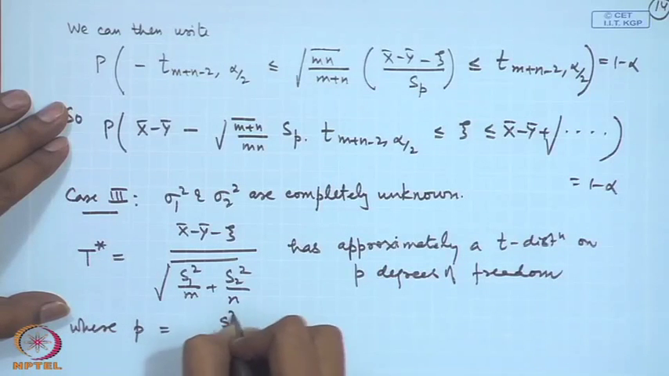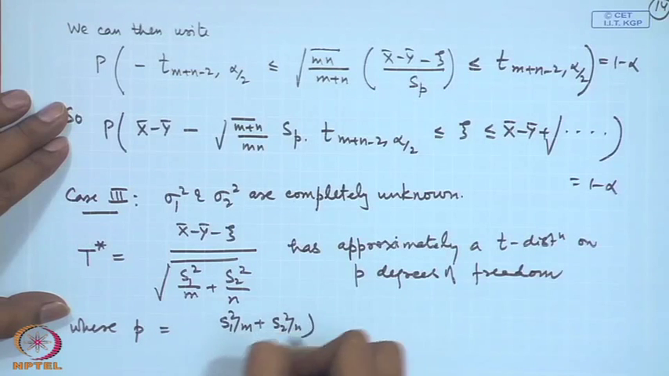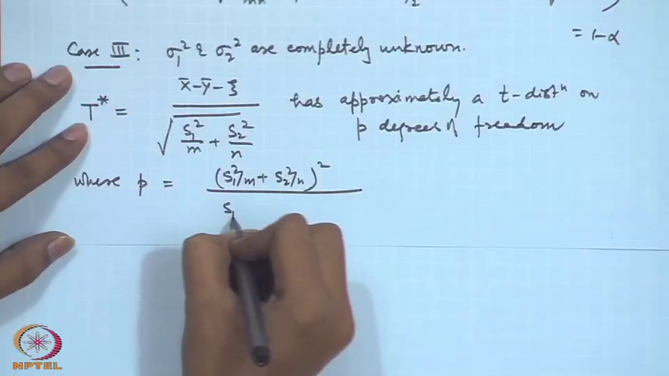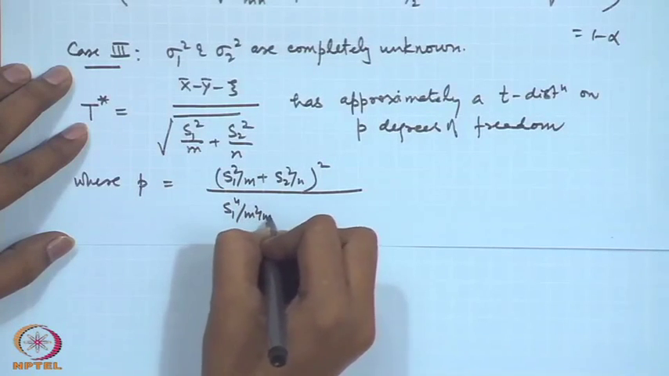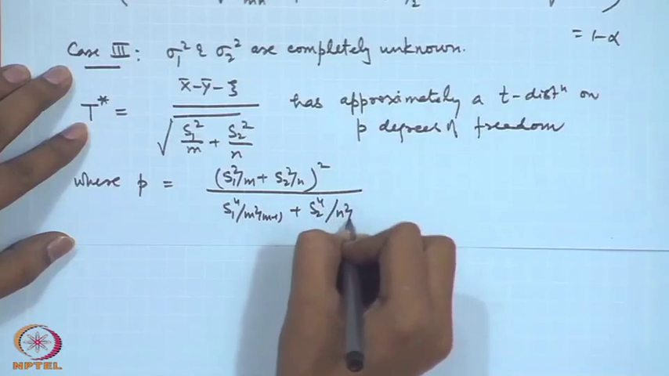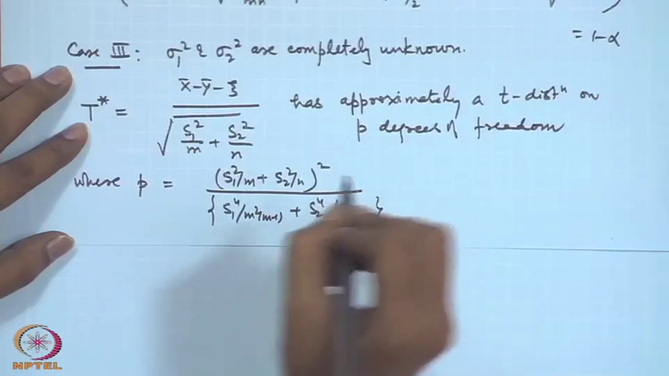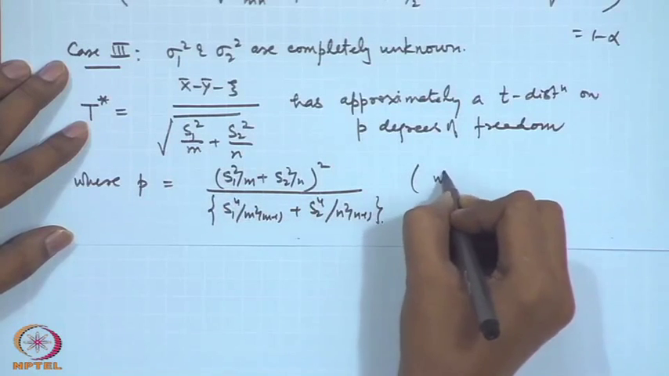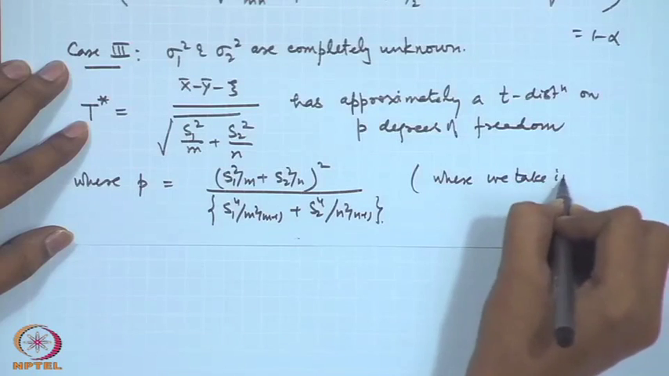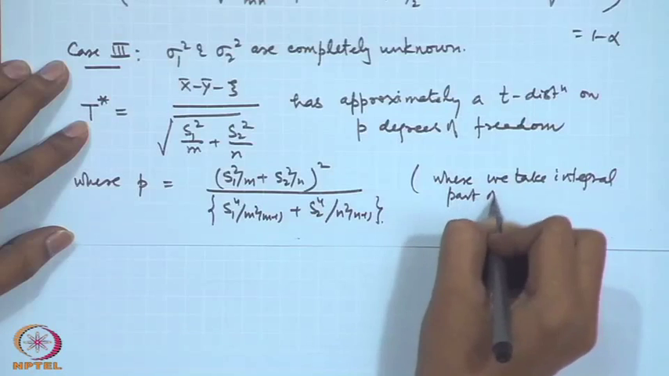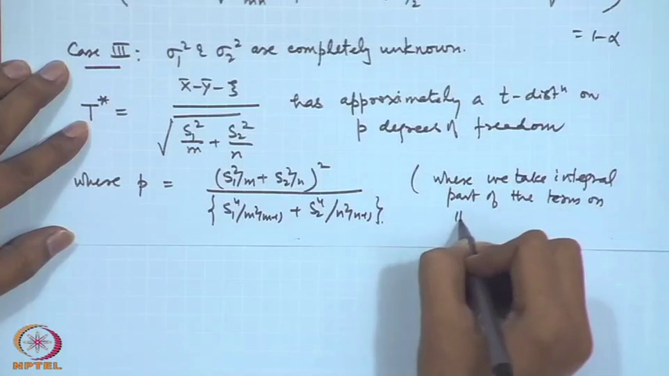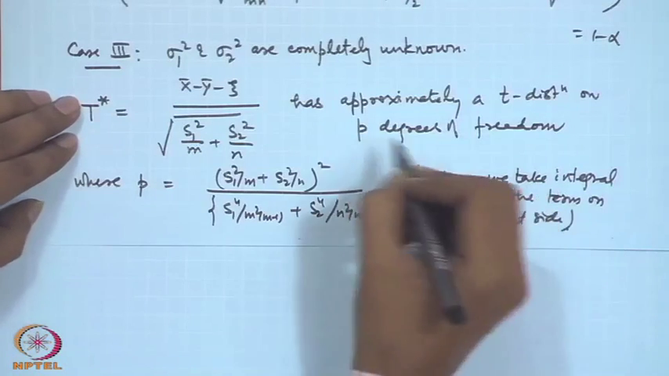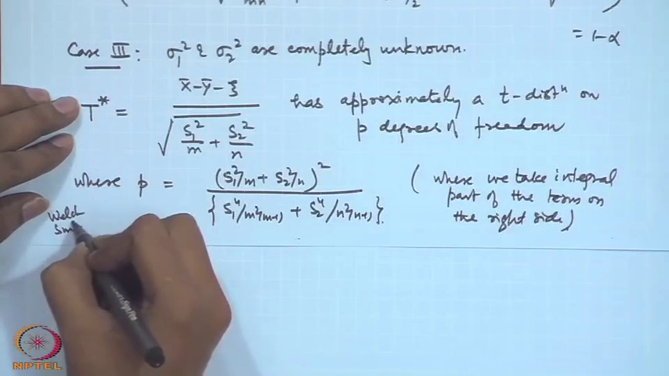and where this p is approximately equal to (s 1 square by m plus s 2 square by n) whole square divided by s 1 to the power 4 by m square into (m minus 1) plus s 2 to the power 4 divided by n square into (n minus 1). Now, naturally, this is not an integer. So, we consider the integral part of the term on the right side. So, this is an approximate test, and it was developed by Welch and also Smith, Satterthwaite.